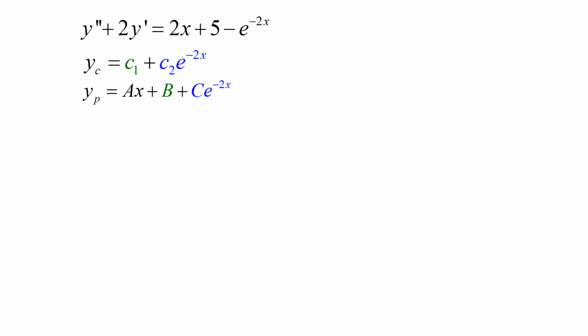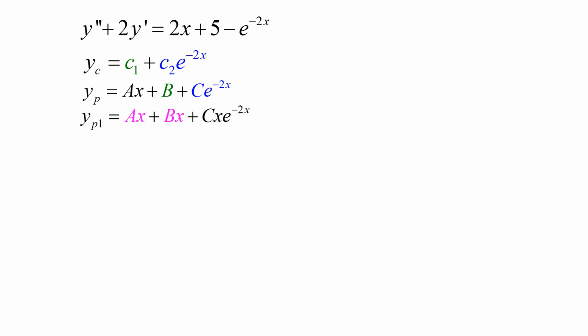And since c1 is part of the complementary function, we know that that's going to give us 0. So that repetition is going to cause a problem. Additionally, this last term, ce to the -2x, takes the same form as c2 e to the -2x. So that's another repetition that's also going to cause a problem. So what we do is we multiply all of these terms that have repetitions by x.